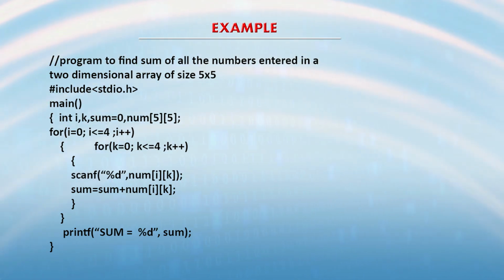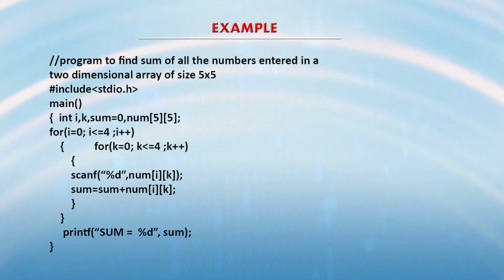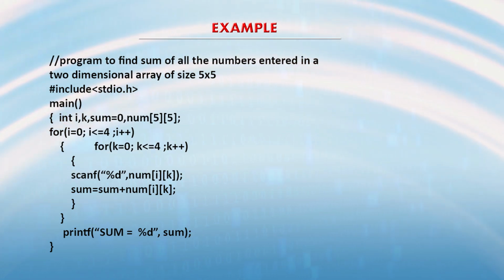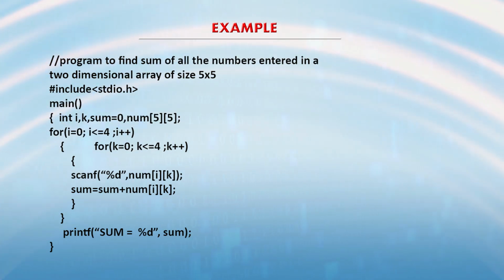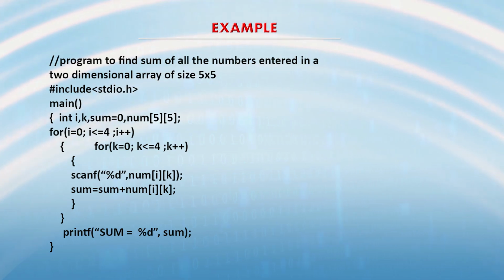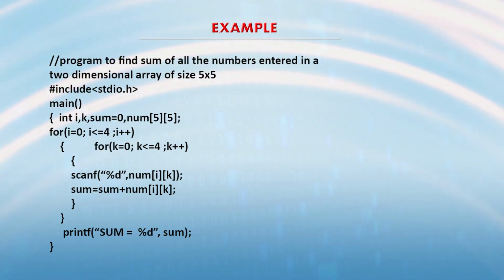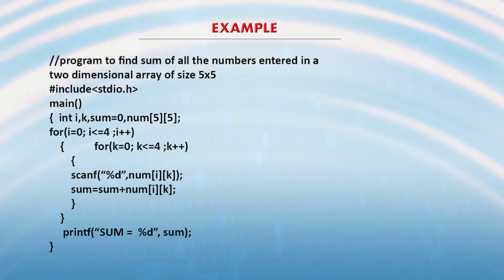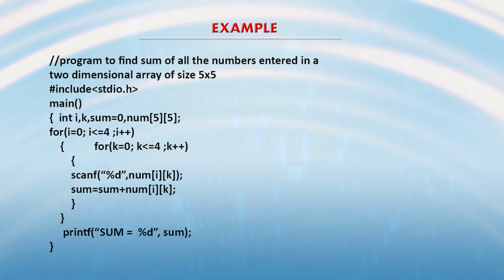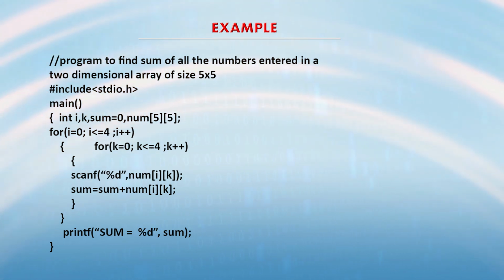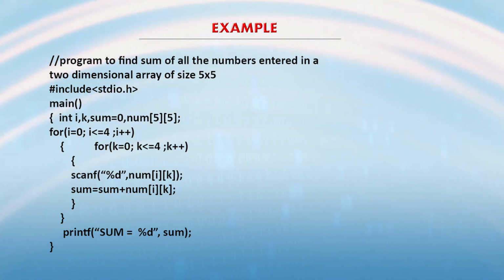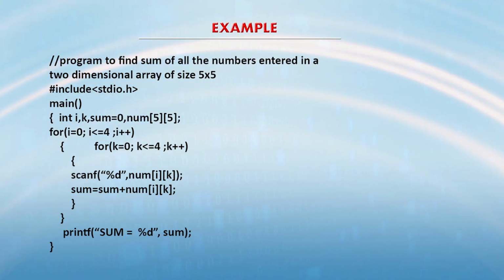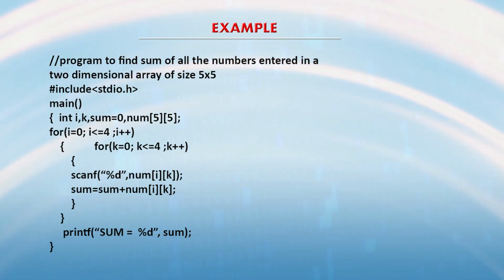To store the sum of all the values entered by the user, we have a variable sum, which is initialized to 0, and we have two loops, one for values of i and the other for values of k. So we have a set of variables: int i, k, sum and num. Num is a two-dimensional array. The first loop is for rows, which is taken care of by i. Because the size of the array is 5, the loop will run from 0 to 4. So for i equal to 0, i less than or equal to 4, i++.